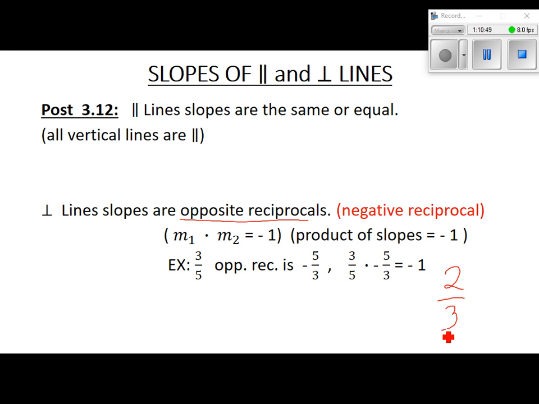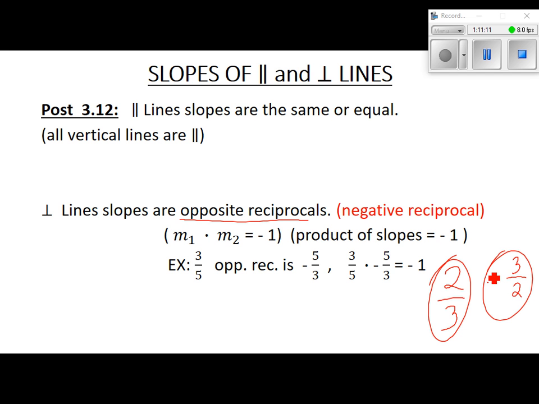2/3, is that 2/3 positive or negative? Positive. What's the opposite of a positive? Negative. So we know our answer is going to be a negative. Negative 2/3. The reciprocal, what do you do to it? Flip it. You flip it over, so it becomes -3/2. These two are opposite reciprocals of each other.